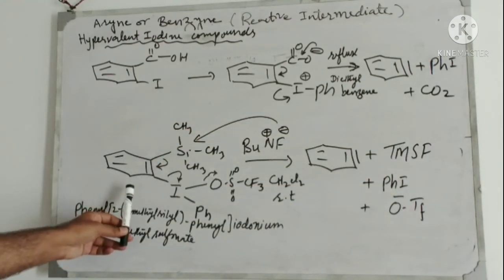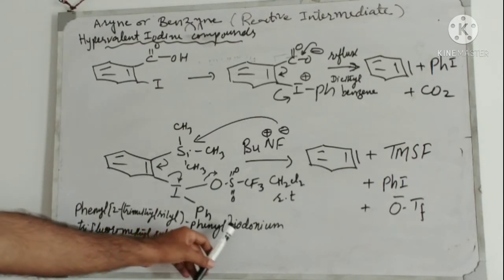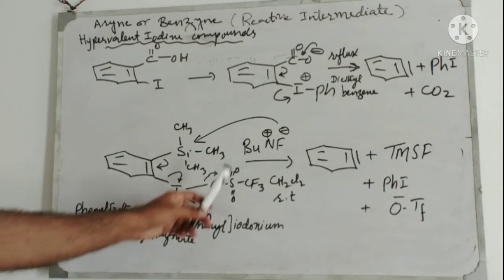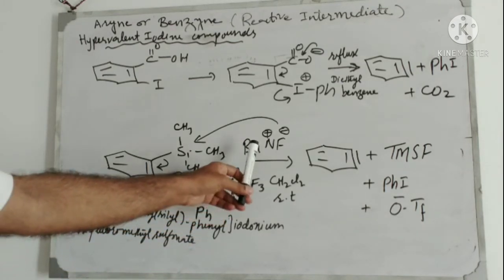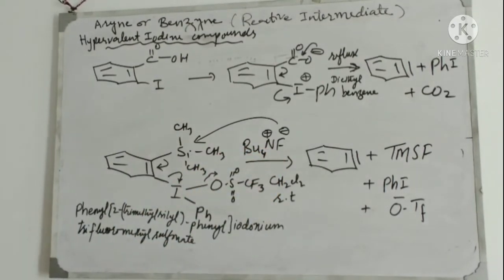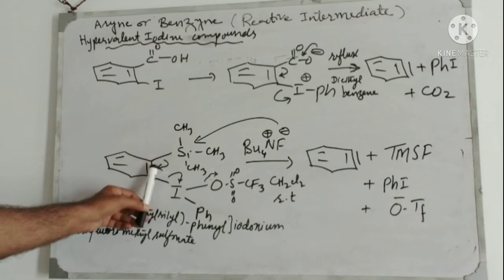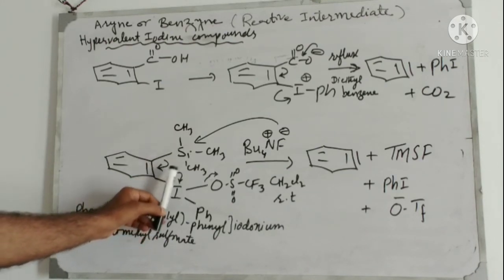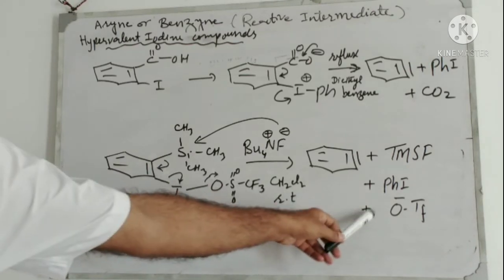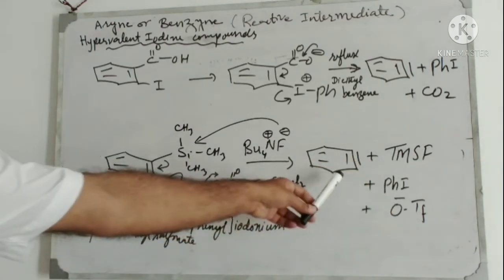So this is another hypervalent iodine compound. This is called phenyl 2-trimethylsilylphenyl iodonium trifluoromethanesulfonate. So when this is treated with tetrabutylammonium fluoride, the fluoride ion attacks the trimethylsilyl moiety, and then the charge shifts over here, these two electrons, and then the carbon-hydrogen bond breaks, and then trifluoromethanesulfonate is eliminated along with iodobenzene, and trimethylsilyl fluoride is eliminated, and it also generates the benzyne intermediate.